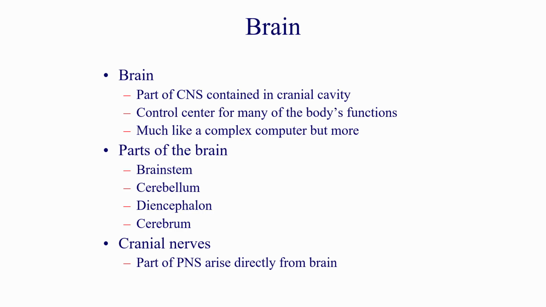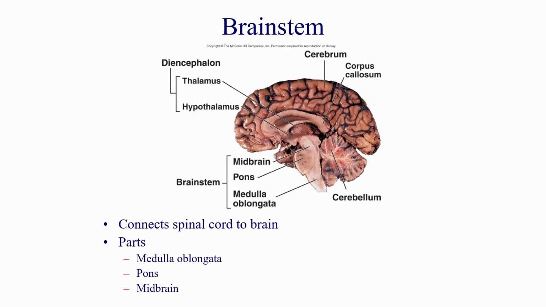And then we have cranial nerves. And these cranial nerves are part of the peripheral nervous system that arise directly from the brain. Now, the brain stem, as you can see, connects the spinal cord to the brain. And its parts are going to be the medulla oblongata, the pons, and the midbrain.